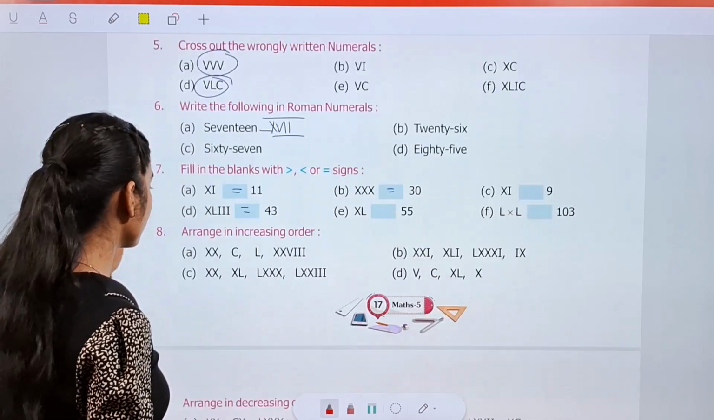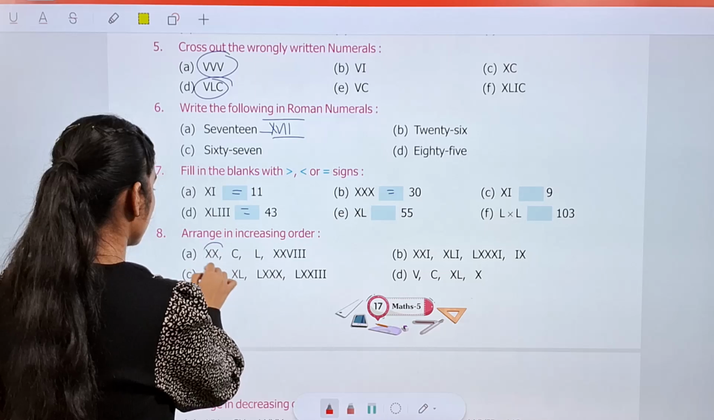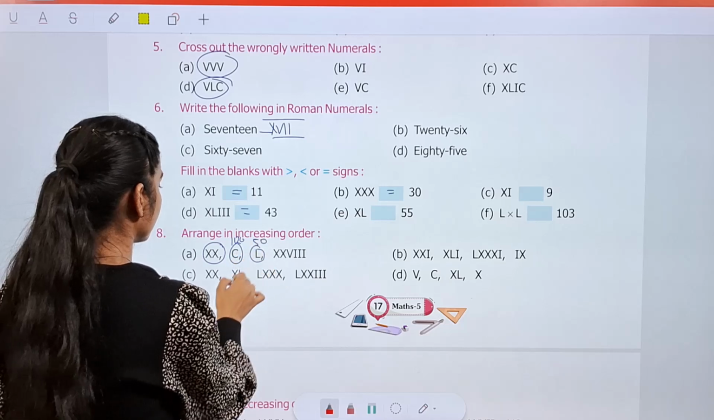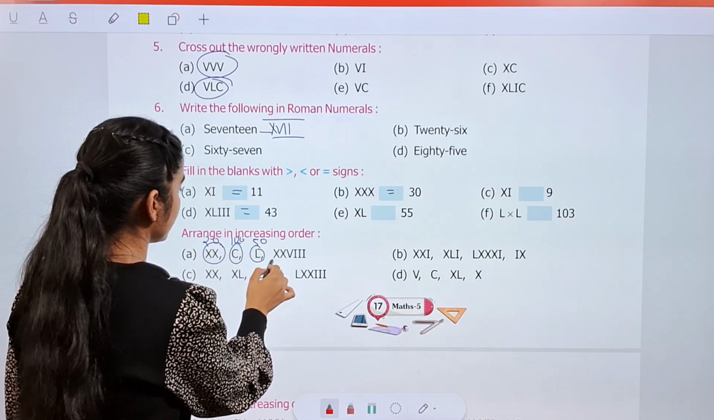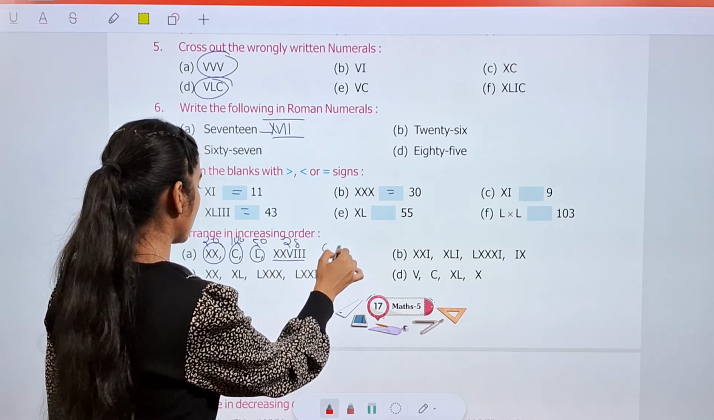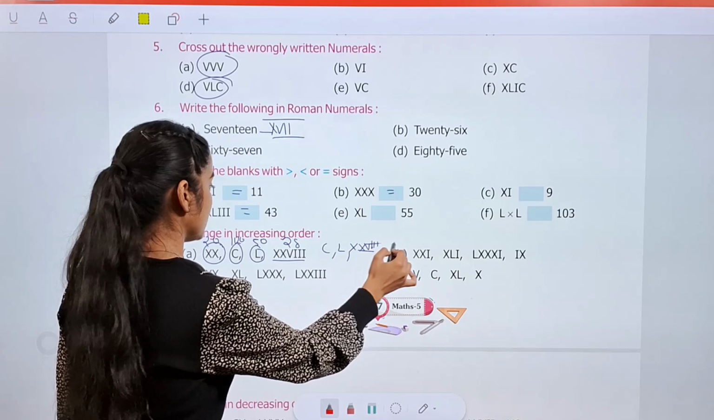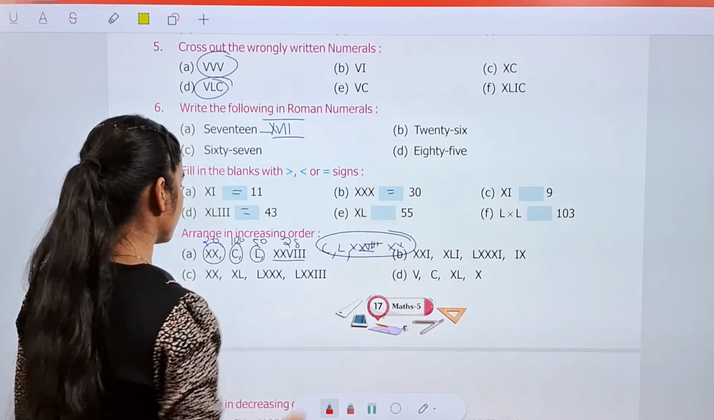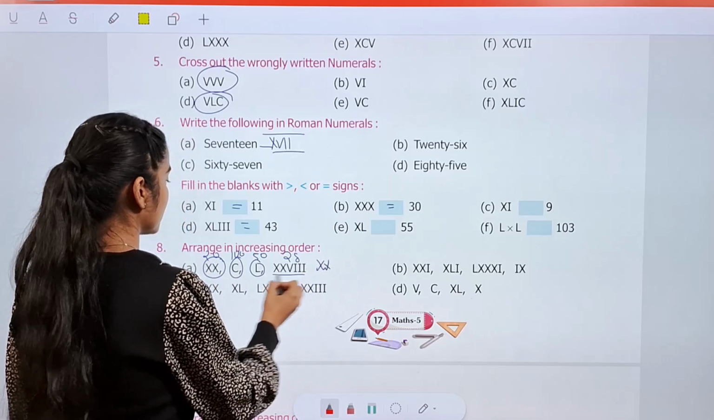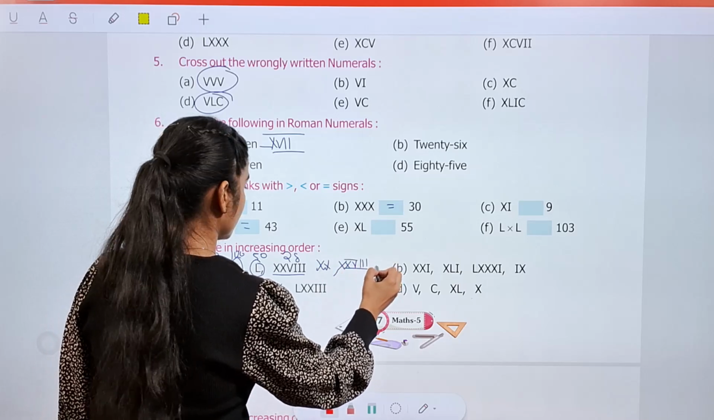Okay. Now you have to arrange in increasing order. This is 20, this is 50, no, this is 100 and this is 50, this is 20 and this is 10, so 28. So the bigger one is C, then L, then X, this, and then XX. So this is the increasing order. So first you have this, you already arranged, then this, then L, and then C.